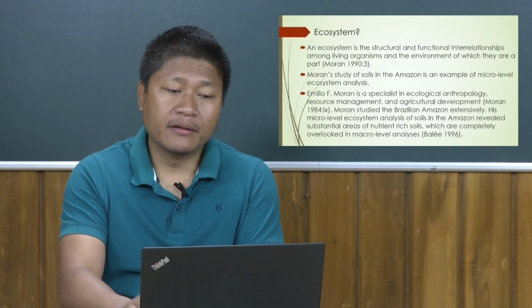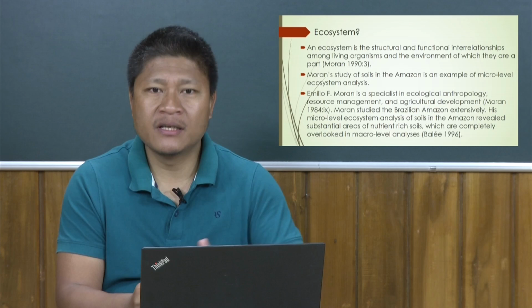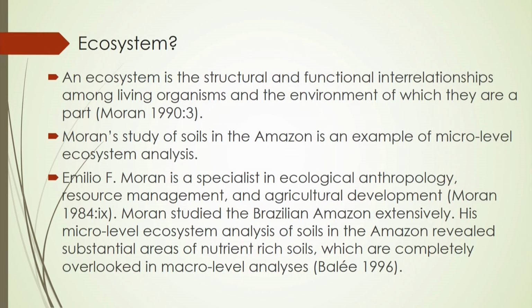Now, let us give a recap of what an ecosystem is, which I have discussed in the first two lectures. An ecosystem has to be understood from a structural and functional interrelationship, that is, persistence among the living organisms and the environment of which they are part. That is the structural and the functional interrelationship among various living organisms, not just humans, but also other living beings.